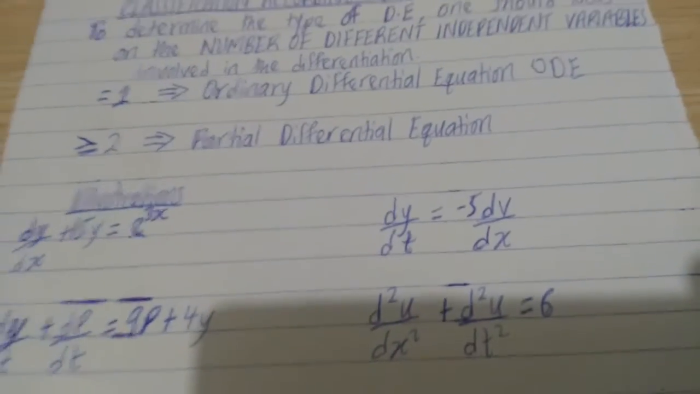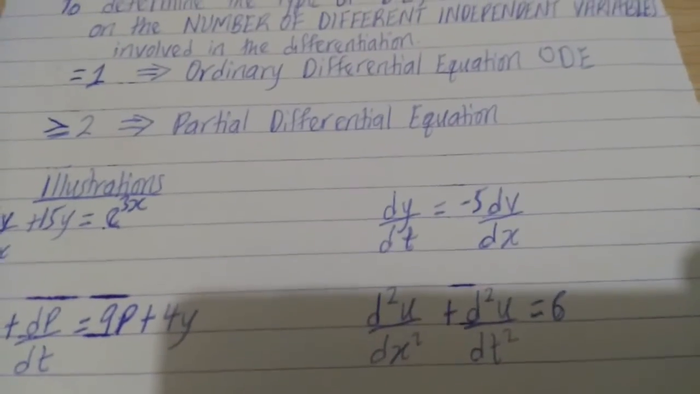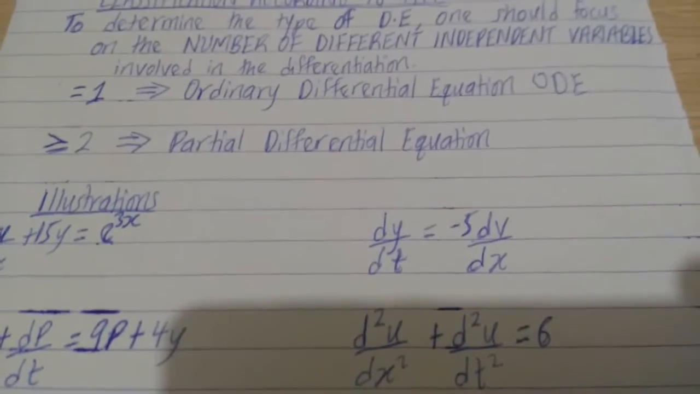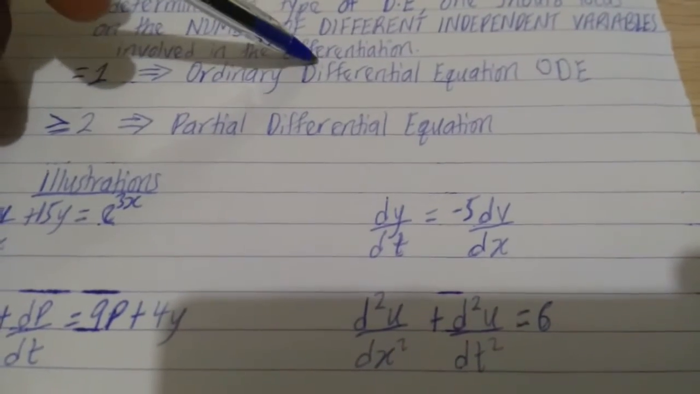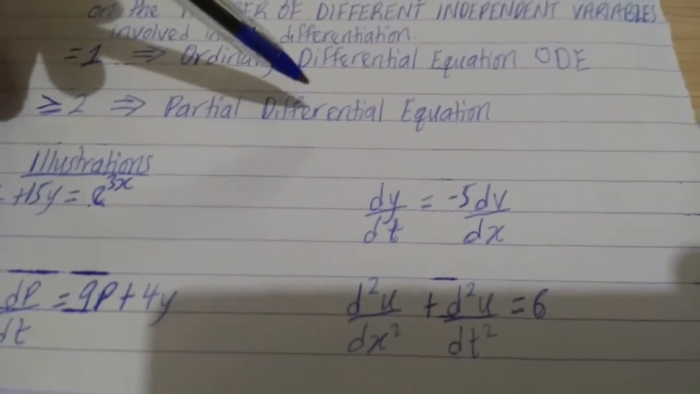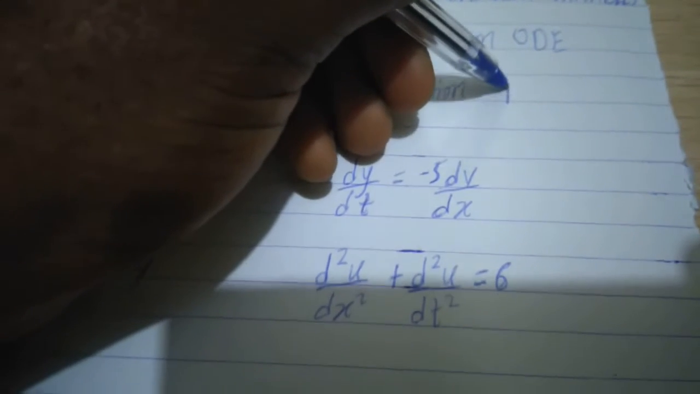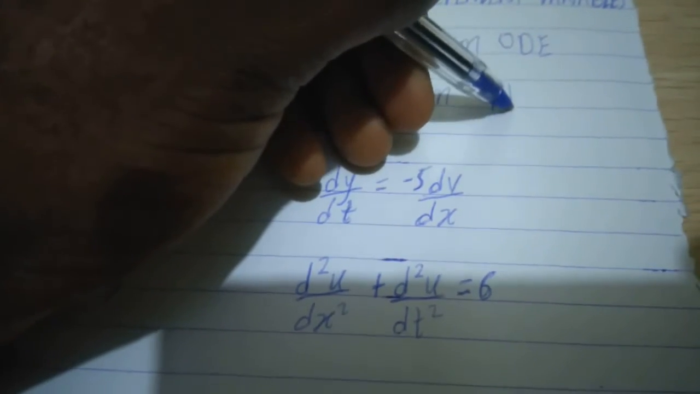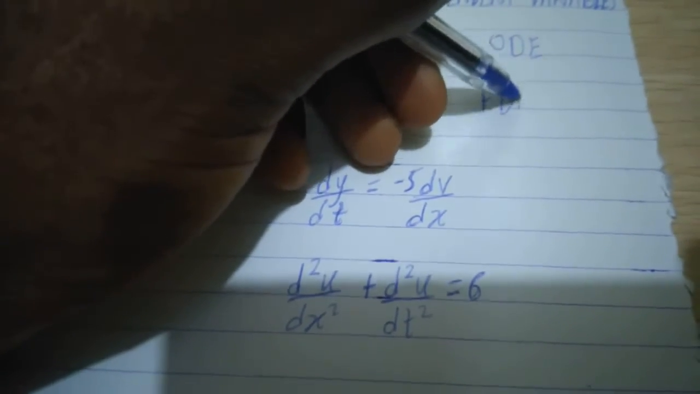Then when we have 2 or more independent variables involved in the differentiation, we have a partial differential equation. So that one, as you might correctly guess, we refer to as a PDE.